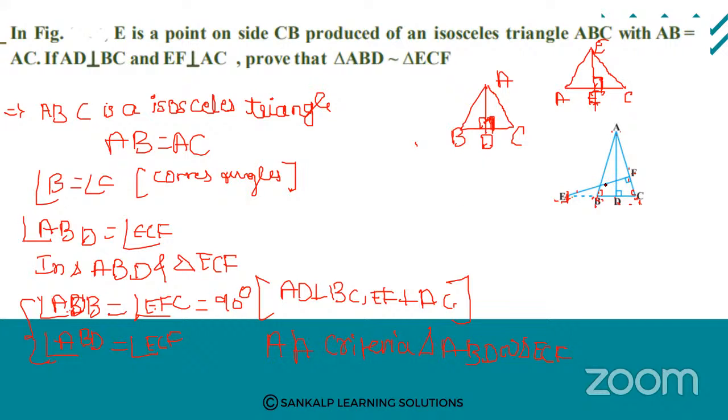One angle is equal. Next, what happens? When AD is perpendicular to BC and EF is perpendicular to AC, it makes an angle of 90 degrees at points D and F. So these two angles are equal. Now D is equal to F and B is equal to C. That means here two angles become equal. So by using the AA property, we can say that these two triangles are similar.